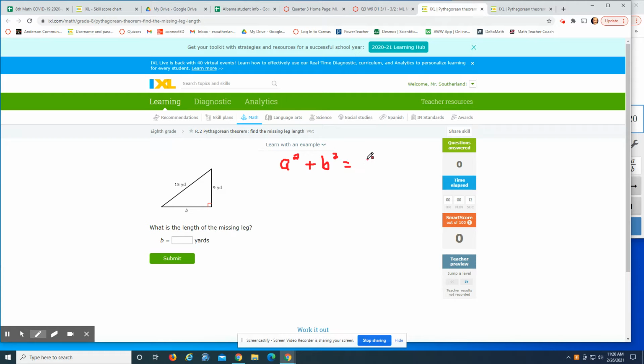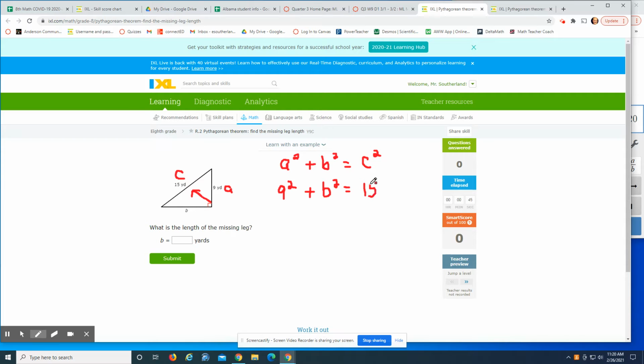If we continue along that path, we go through and label our sides. This one's already titled B, this one's A, and I know that the one across from the right angle is always C. So I plug those numbers in. For A, it says 9, so it would be 9 squared plus B squared equals 15 squared.